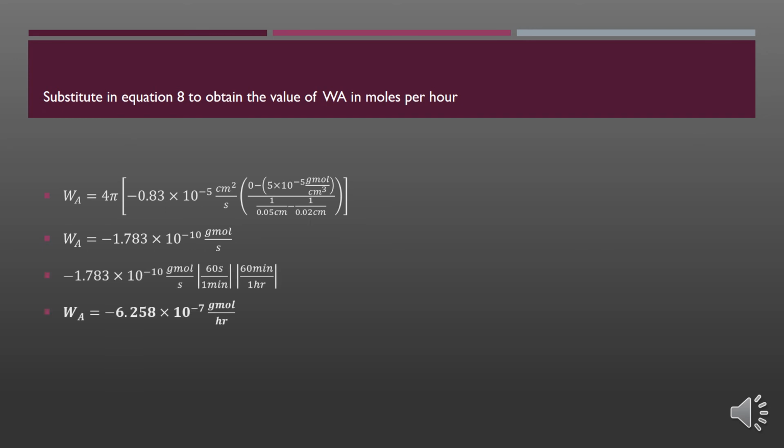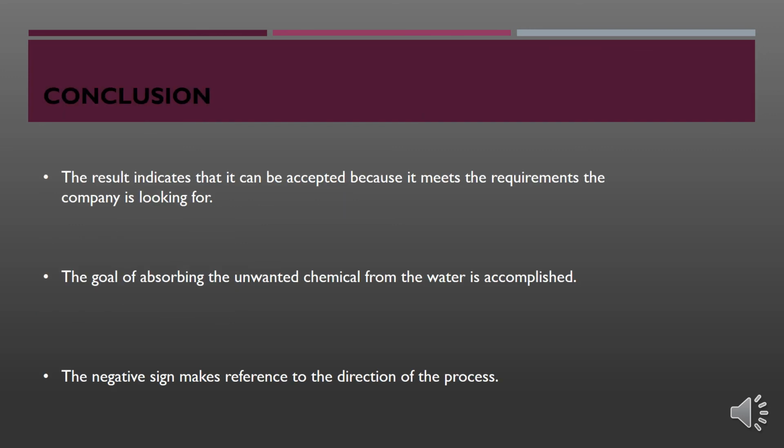So this is our final result, minus 6.258 times 10 to the minus 7. And we can conclude that the negative sign makes reference to the direction of the process because it's going from the outside to the inside. And also, these results indicate that it can be accepted because it was what the company was looking for.